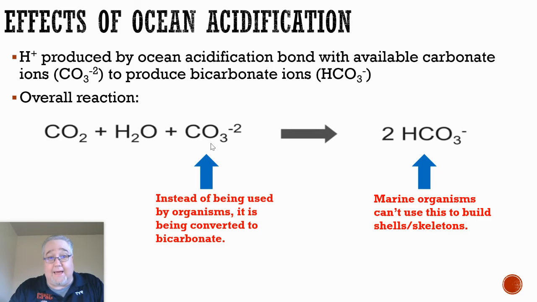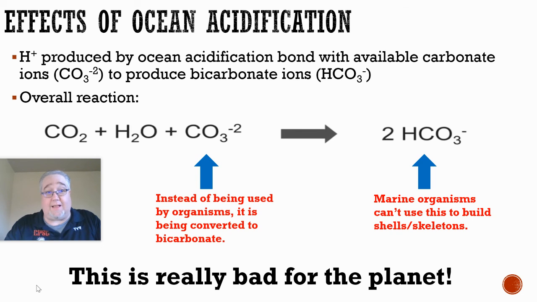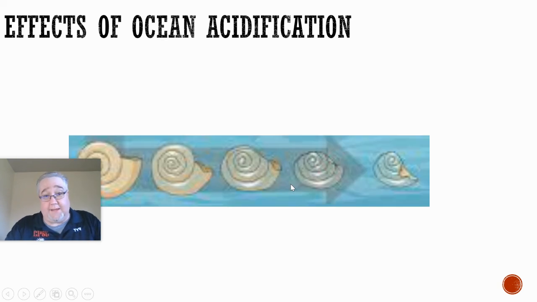The problem with this ion is it's now being converted over to bicarbonate because all of that carbon dioxide is in the water. So essentially, what's happening here is the ions that are needed by these organisms are being used up. They're no longer available for organisms to make their shells or for corals to make their skeletons. And this is really, really bad. So when CO2 gets into the water, then we have a total disruption of marine ecosystems because a lot of these organisms are part of the food chains.